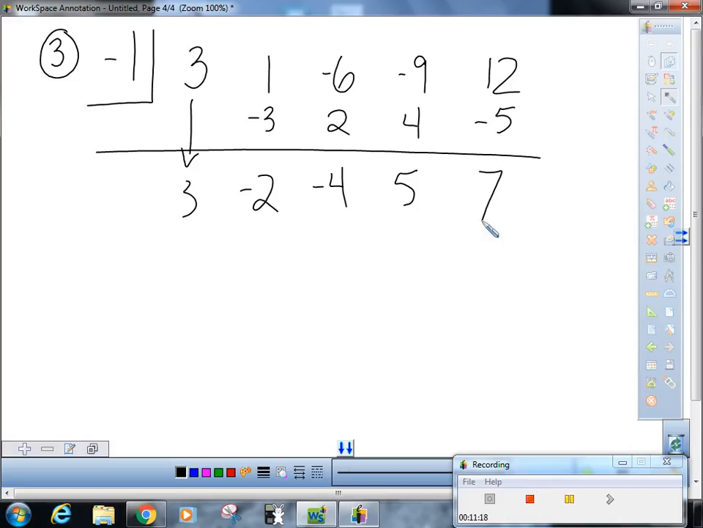Our first term was x to the 4th. So this will be 3x what? 3x cubed or 3x to the 3rd.